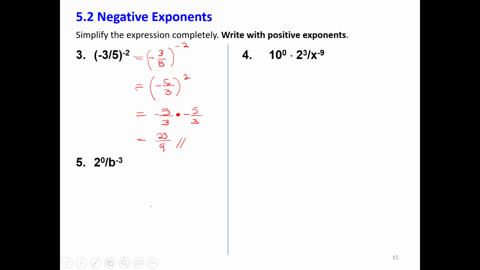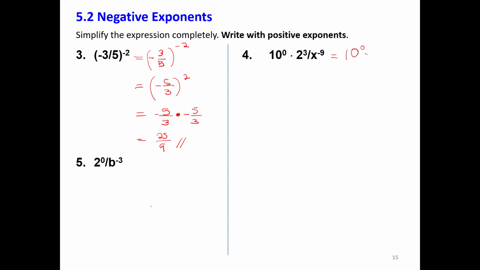Remember how we multiply fractions: straight across. Yes, 5 times 5 is 25. 3 times 3 is 9. Now let's move to the next problem. Then what we had here, let me rewrite this problem.